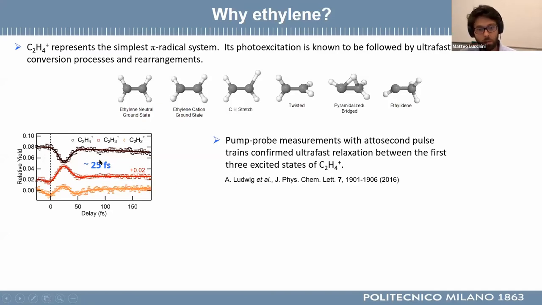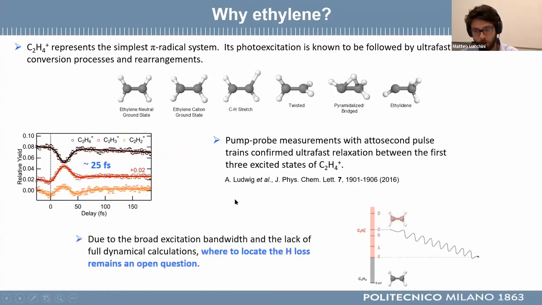This seems to happen somewhere during the relaxation, lower in energy probably. And it seems that if you come 20 femtoseconds after the initial ionization with one IR pulse, you can somehow help this process. So this is very interesting because it means that the molecule does something very quickly in the first 25 femtoseconds. There are hints that the configuration of the molecule where you can start the process of H and H2 loss is located lower in energy around the ground state of the molecular cation. But where exactly this is located is unknown, or at least it's not possible to retrieve it from this experiment.